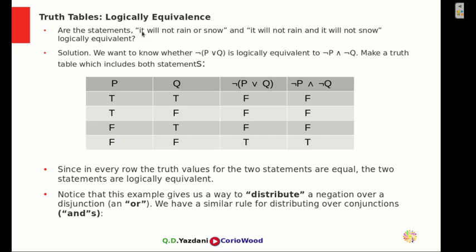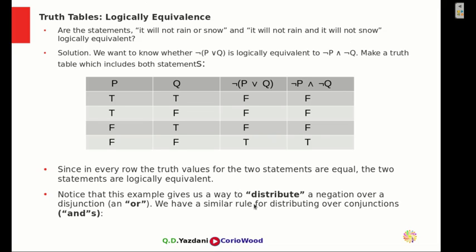If you're looking here, it will not rain or snow, you can put it in another context too. Say in the weather, or you can do it with the train: I will not go with the train or car, I will not go with the train, and I will not go with the car. Both of them are going to be equivalent because we're distributing here. So if you're looking here, they mean the same thing.